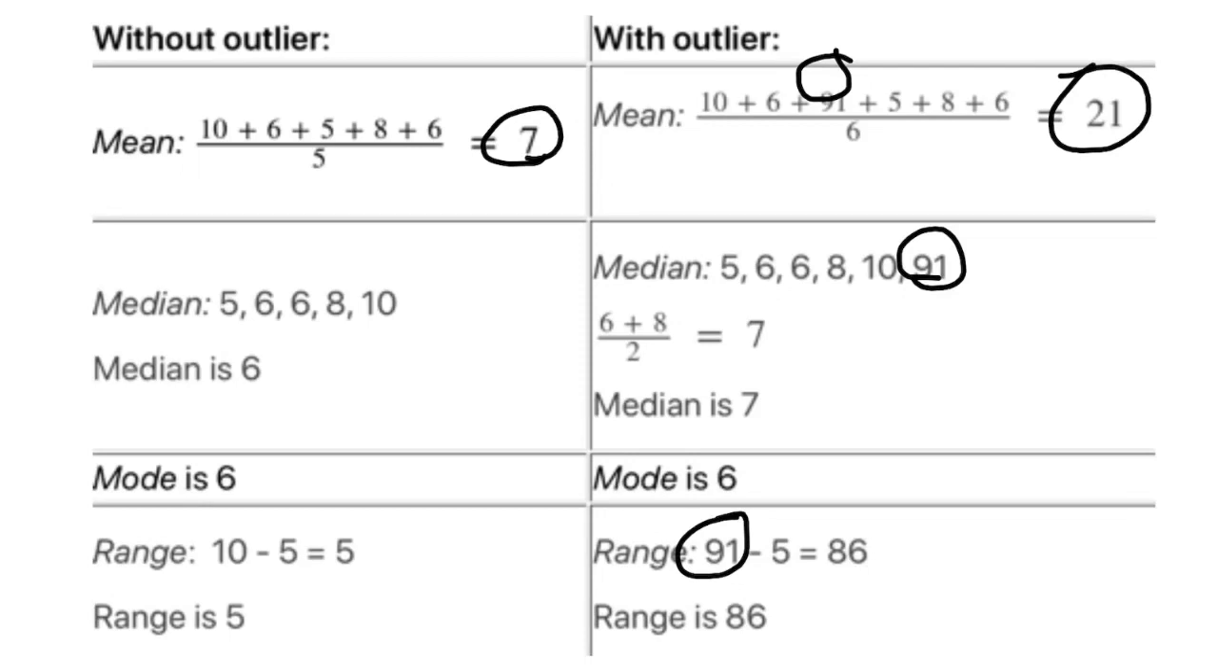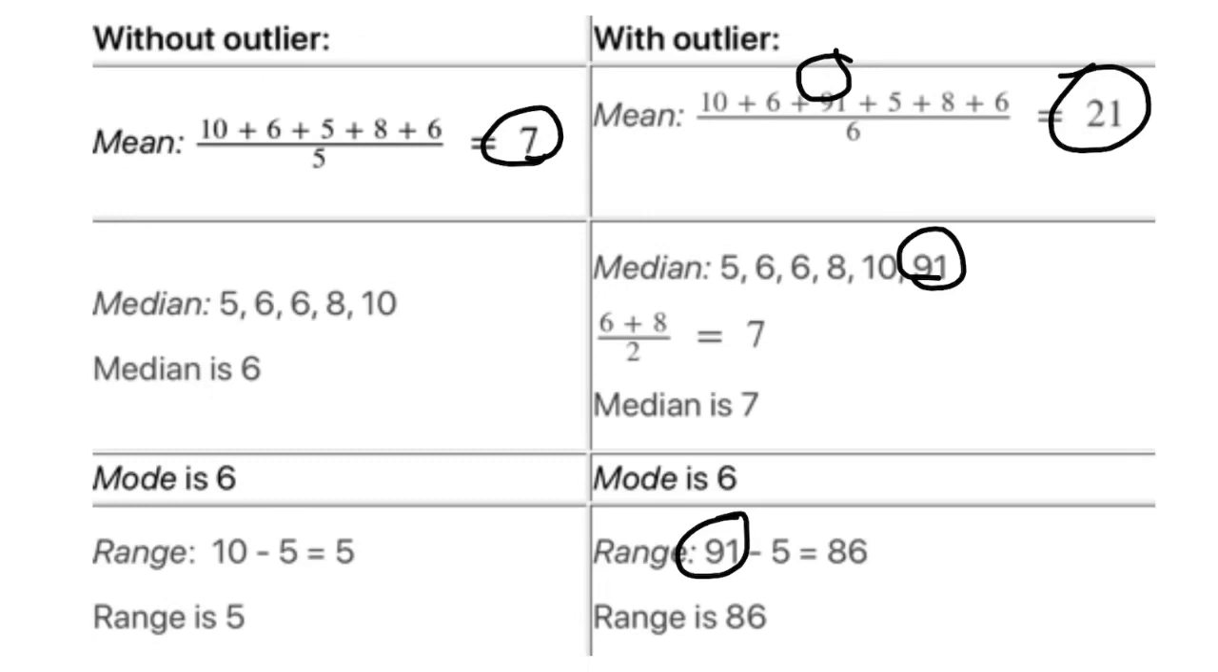So not only does it have a great effect on the mean, but it also affects the ability for the mean to give us a good representation of our data set. So this number 21 isn't very useful for us when calculating measures of central tendency, because it doesn't represent the majority of the numbers.